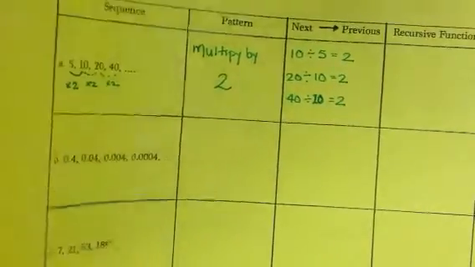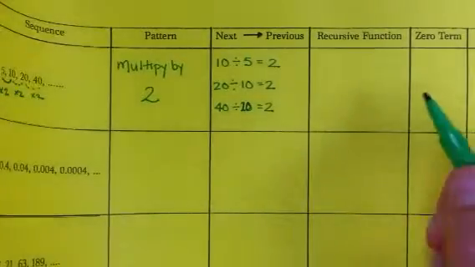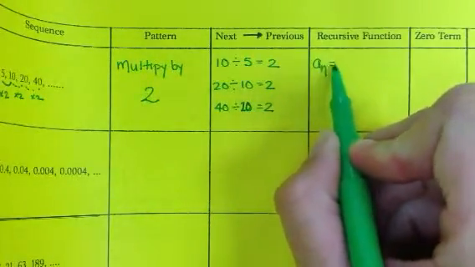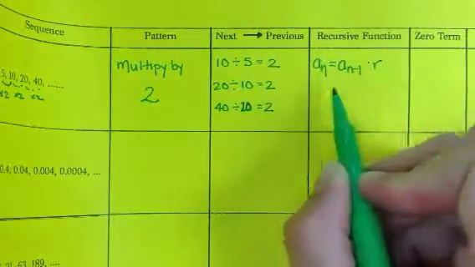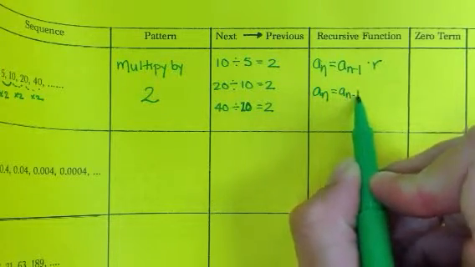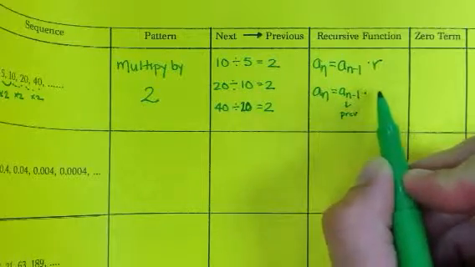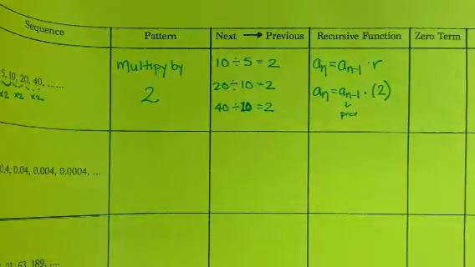So our two types of formulas, again, are recursive and explicit. To find the recursive, we have a sub n equals a sub n minus 1 times r. So this is your previous term, a sub n minus 1, times your r, which is your common ratio, and in this case it is 2.